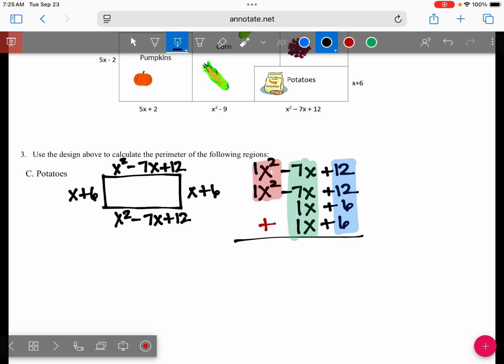So 12 plus 12 plus 6 plus 6 is 36. Who got 36? And it's positive, so I'm going to put a plus in front of it. And then negative 7 plus negative 7 plus 1 is negative 12x. And then 1 plus 1 is 2x squared. That is my perimeter for the potatoes.